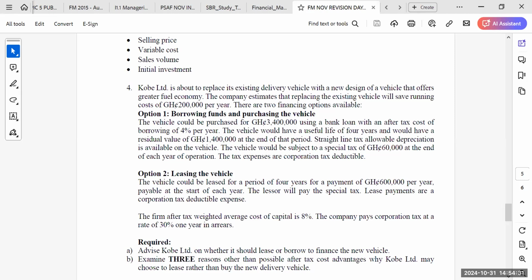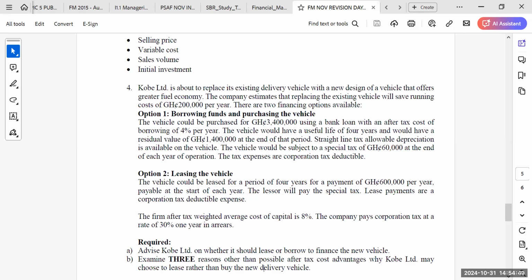But this one you can do from the perspective of the tax authority, or you can do it from the perspective of the entity itself. But we are going to be calculating it from the perspective of the tax authority. This is what we are going to be doing.